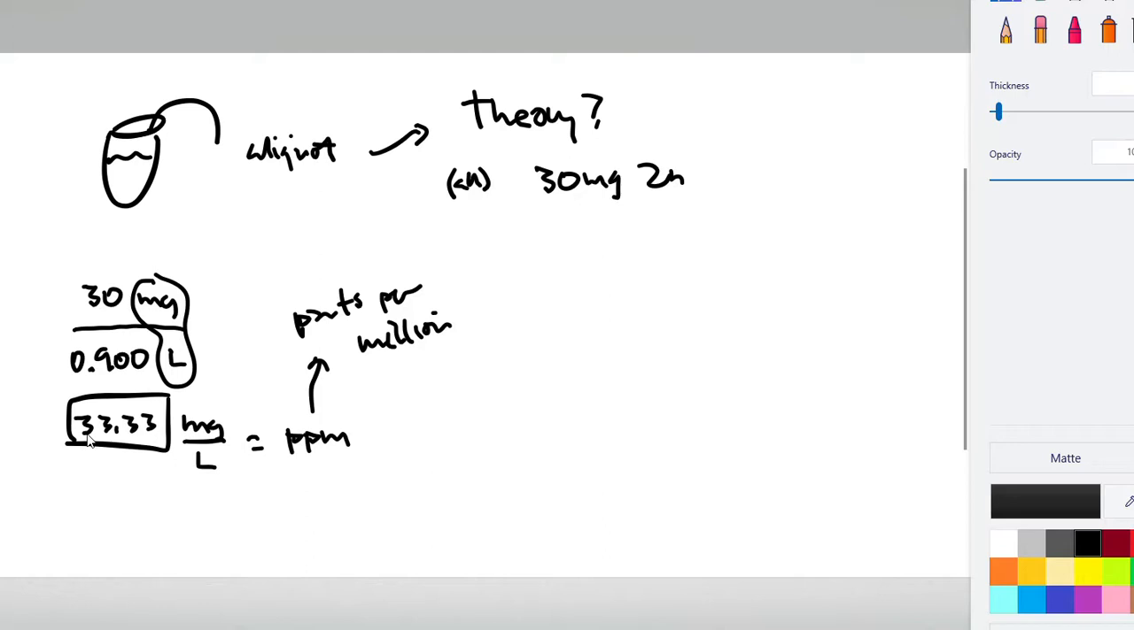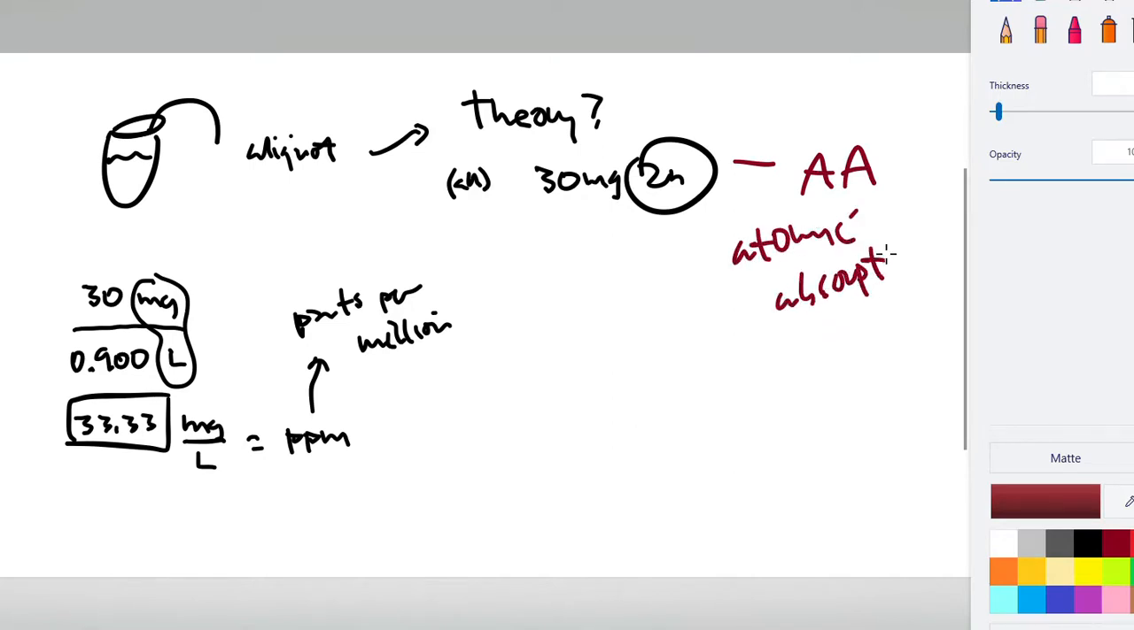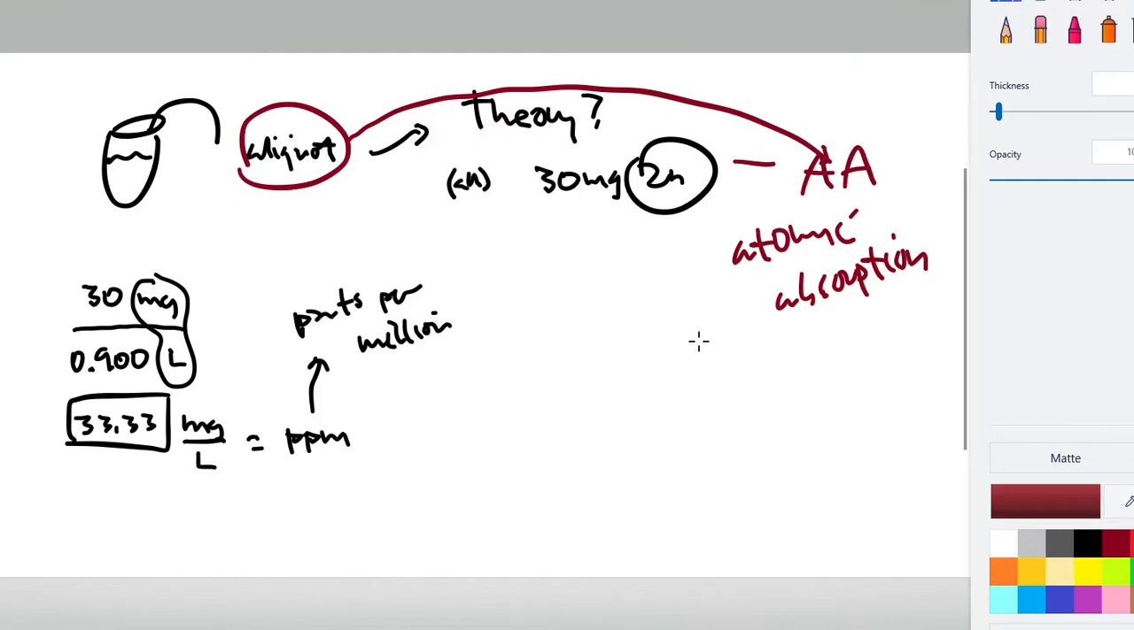And I've already told you that zinc is a metal, and zinc does an excellent job getting detected by an instrument called AA, which is atomic absorption. So I'm going to have to take this aliquot and analyze that on the AA instrument in order to figure out how much zinc is present. The problem here, though, is that whatever you get, maybe yours did not have 30 milligrams. Maybe it had 50. Maybe it had 15. I don't know what you're going to get, but you need to do this calculation first.